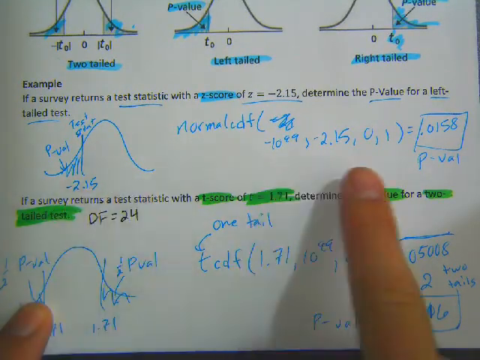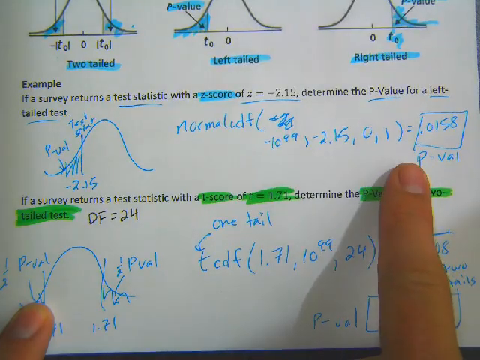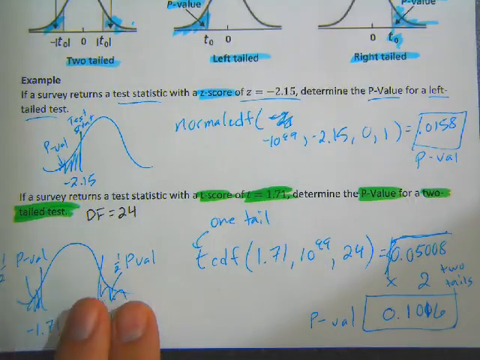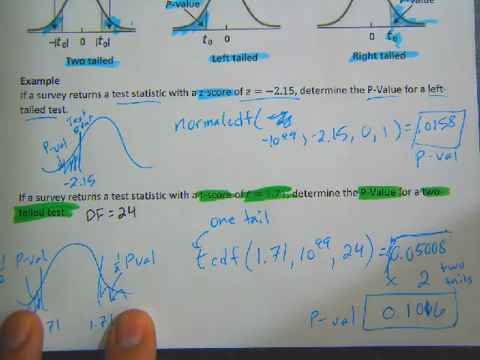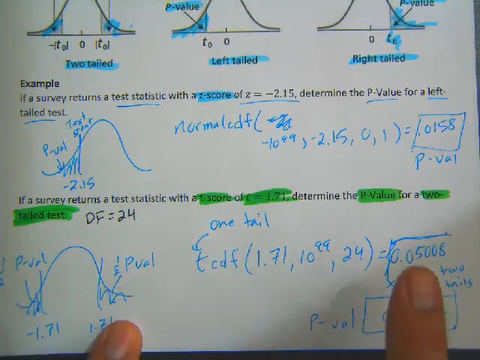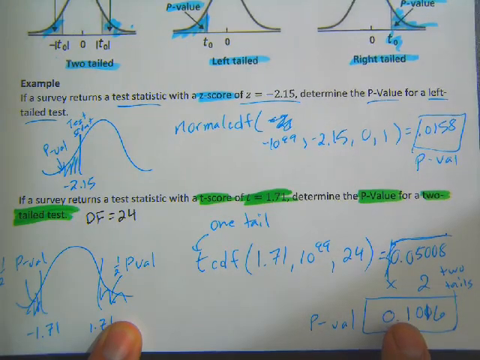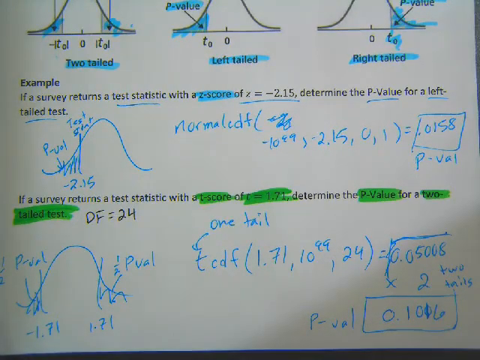Because if it's a one-tailed, you just find your p-value, you're done. You only have one tail to worry about. But when you're doing two-tailed, you find the area of one tail and then double it because you have two tails. It's just hard to find the two tails at once, so it's easier to find one tail and then double it to get your total p-value. So that's something you got to be really careful with these.